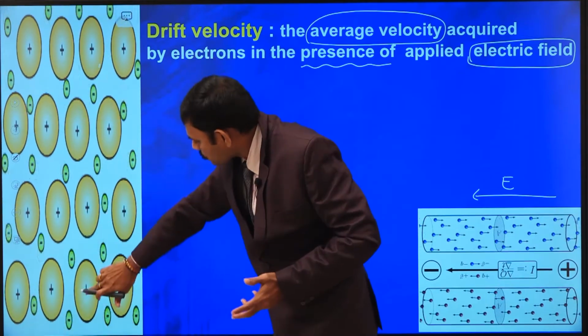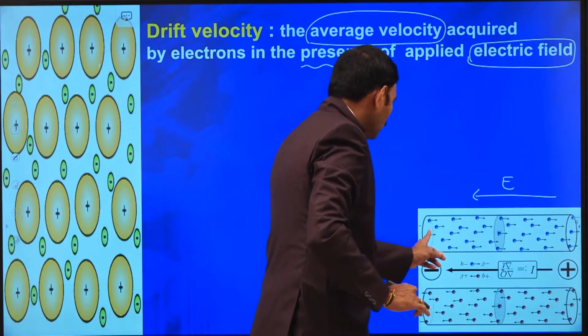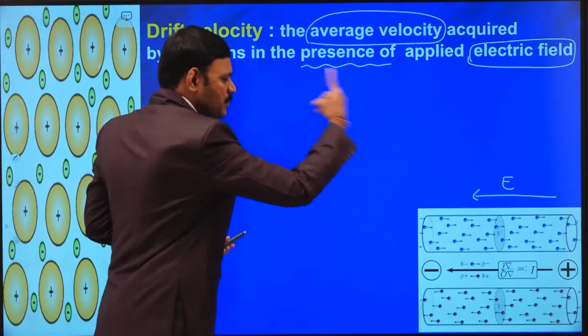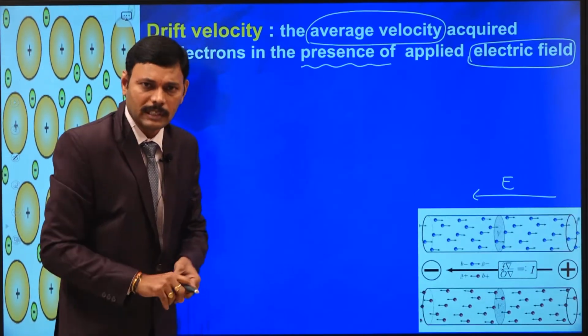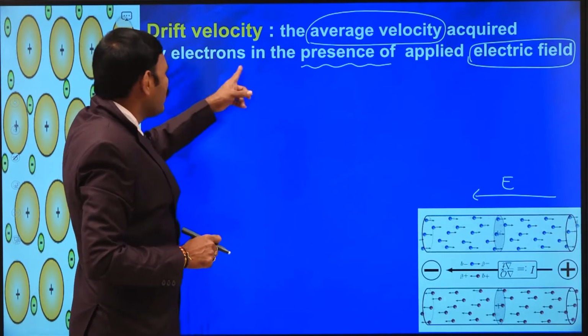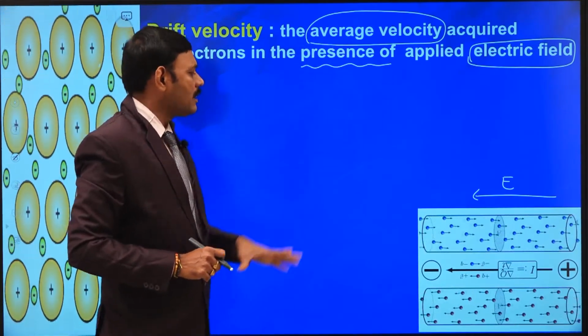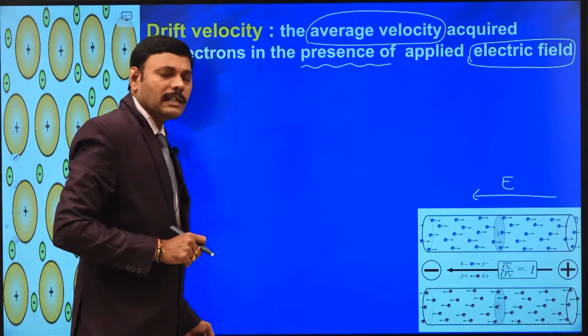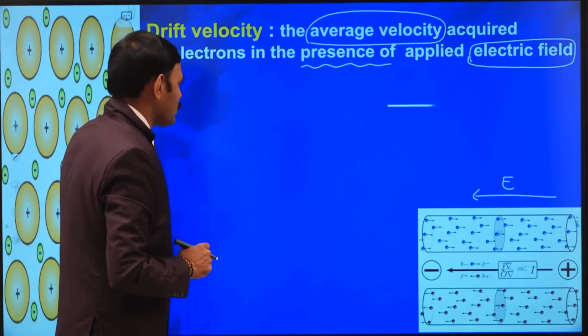This electron may not reach this position, but here this electron reaches the other end also. In the presence of electric field, the electron travels from one part of the conductor to another part of the conductor. So the average velocity acquired by the electrons in the presence of electric field is known as the drift velocity. It is denoted by the letter Vd. That is the definition of drift velocity.